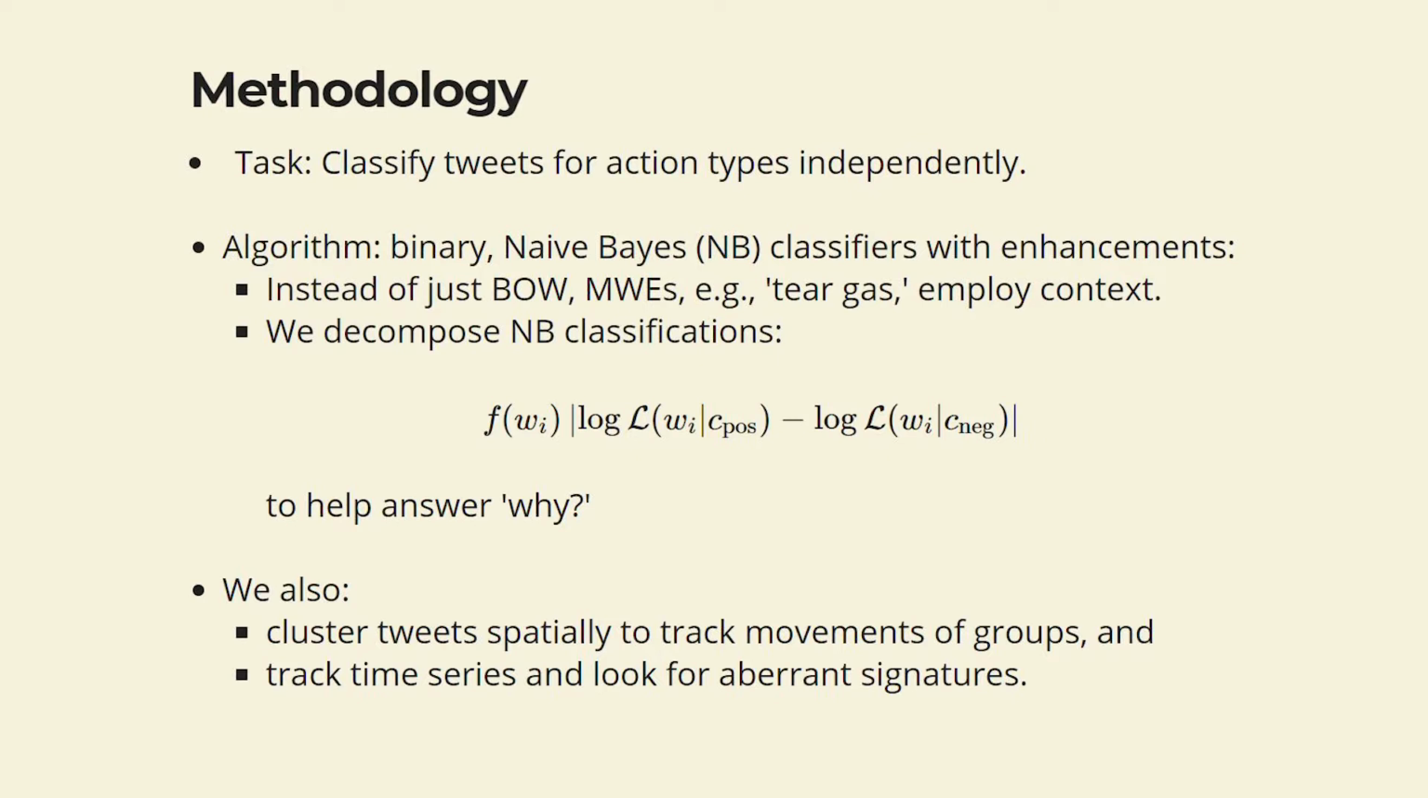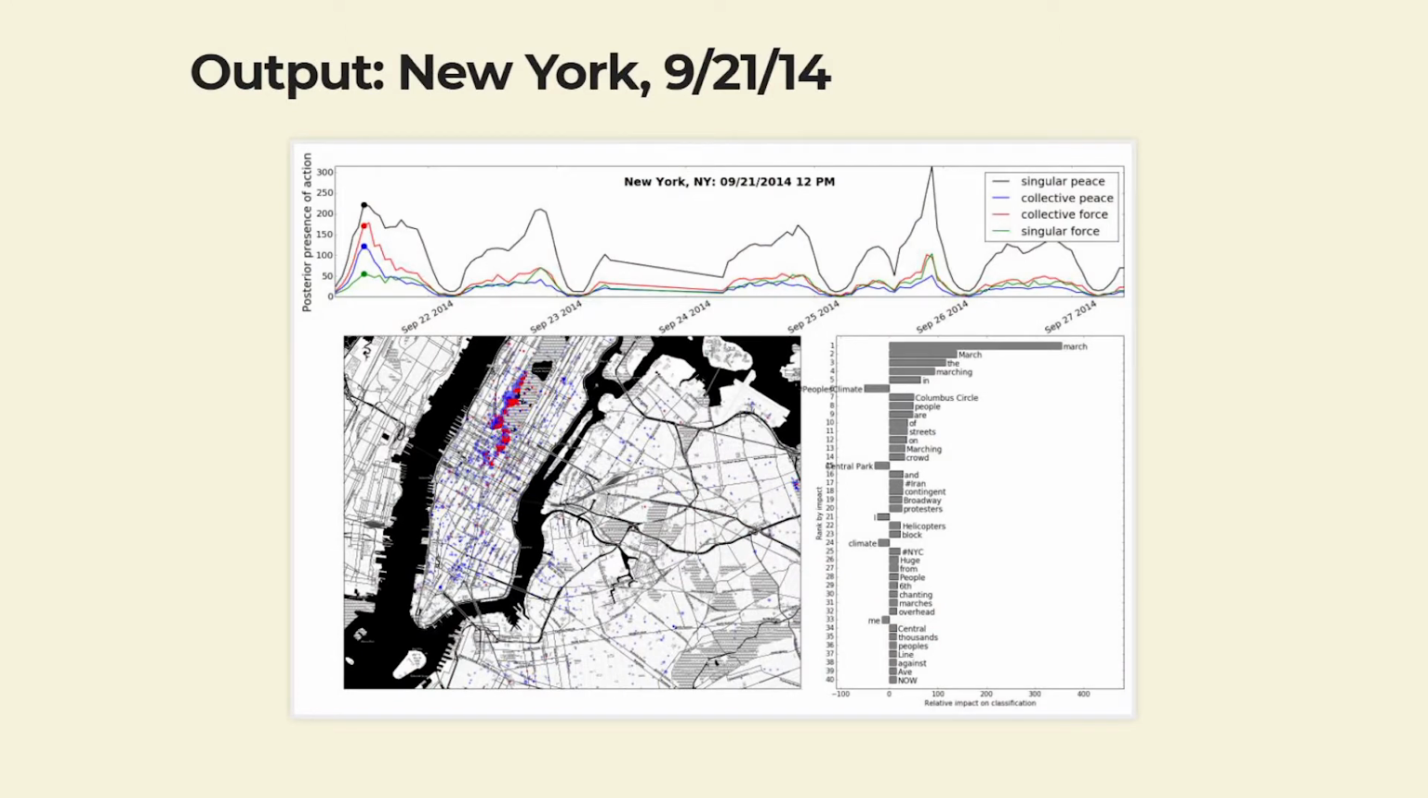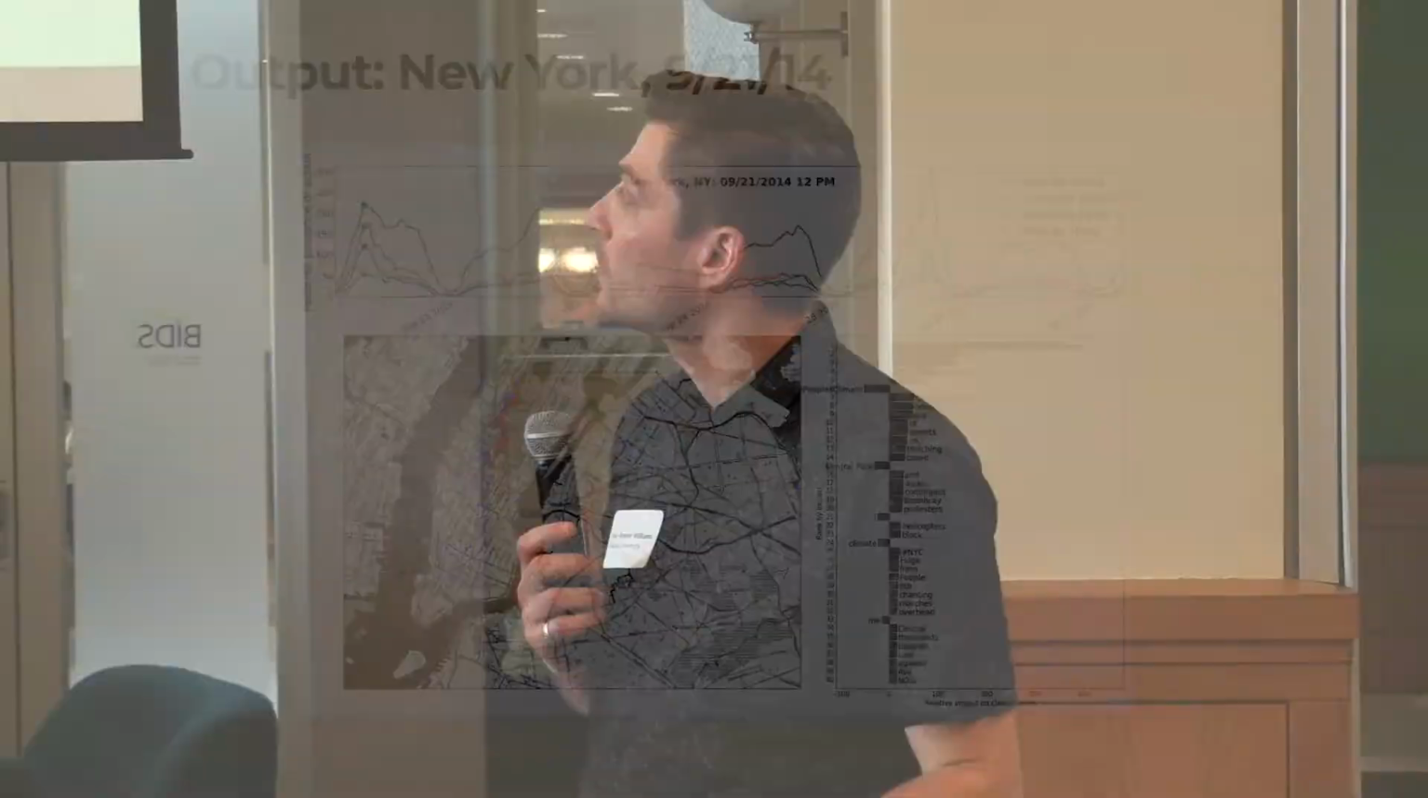And that linear decomposition that you get when you decompose a naive Bayes classifier logarithmically lets you say how much impact these individual words had on a particular classification. Along with that, we're clustering tweets geospatially and temporally to look at time series and clusters of political movements that were going on. So this is, over that time period, the New York climate protests. There are clusters of tweeters all along Central Park, down Broadway and Columbus Circle.